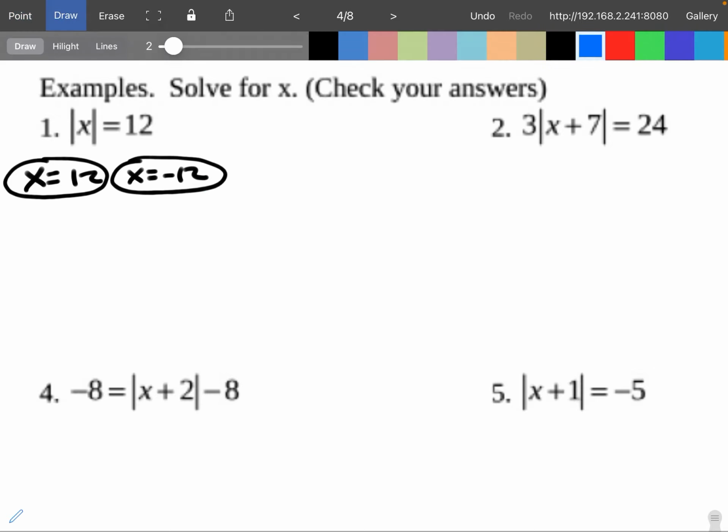So let's look at number 2. First of all, is this thing right here, is this by itself? No, what's over there with it? The 3. So how do I get rid of that 3 there? Well, it is multiplied. Right now, remember there's a little multiplication right there, right? That's 3 times the absolute value of the quantity x plus 7.